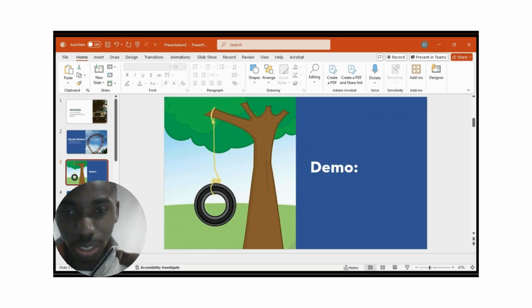Now here's another demo that I'll show you. Now let's say we have an object attached to a string, such as a tire swing, for instance. Now, if I swing this object, the string will provide the centripetal force. If I let go of the object, it will fly off. Why? Because of inertia. Now, if you don't know what that is, inertia is the tendency of objects to resist changes in their motion. What that simply means is that if an object is in motion, it stays in motion. If it's at rest, it stays at rest. All right.